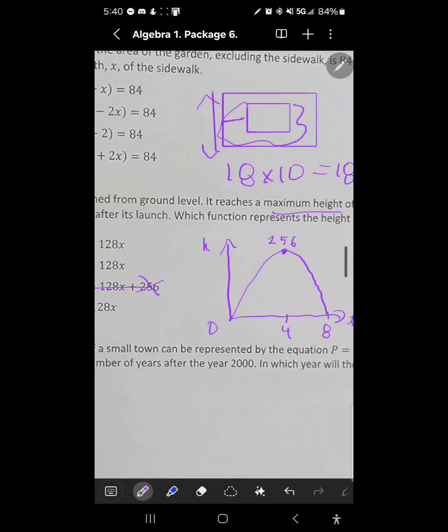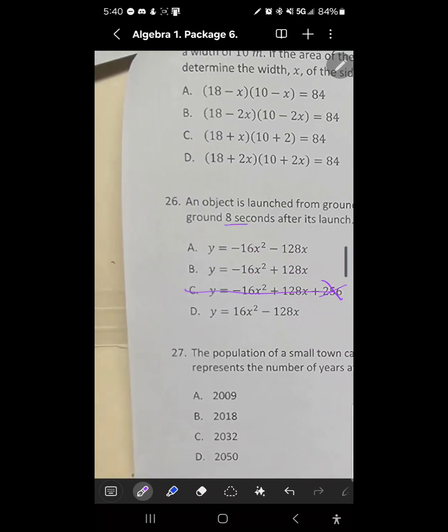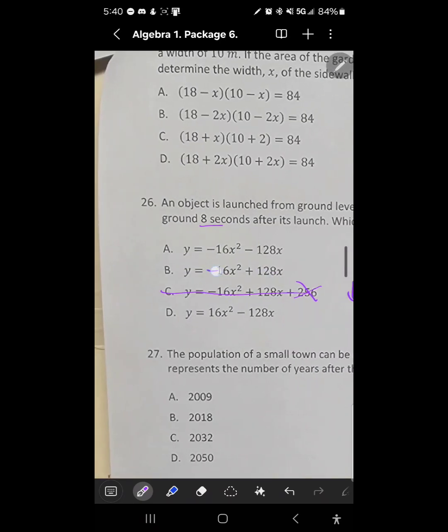Now, the graph is looking down. So it starts facing down and finishes facing down. So we are looking for a negative sign here because it's going down. If we don't have the negative sign, it will be like this, like a happy face. The negative sign is a sad face. So it is not D. Now, how do we identify between A and B?